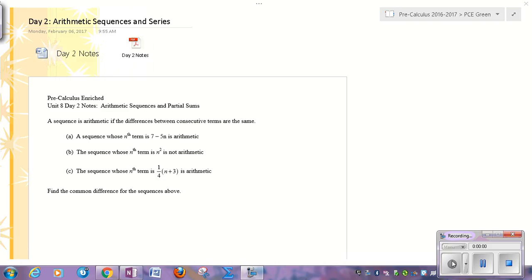All right, day 2, moving through this fun and exciting unit of arithmetic and geometric sequences and series. Day 2 is all about arithmetic sequences and series and partial sums. I'm going to fly through these notes because I think it is a lot of review for you guys.